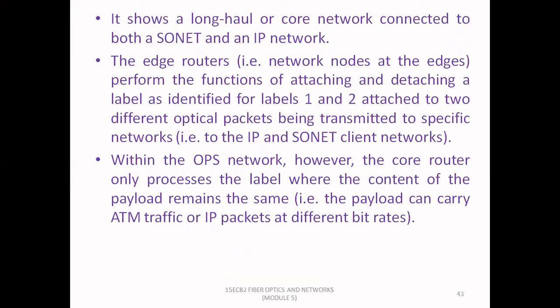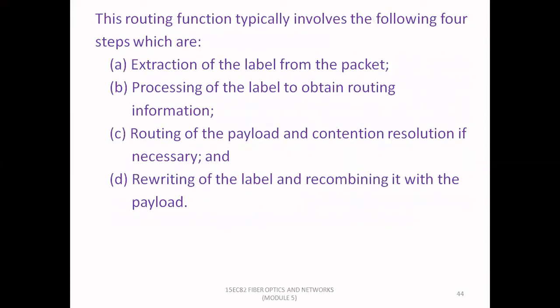The edge routers perform the functions of attaching and detaching a label, as identified for labels 1 and 2 attached to two different optical packets being transmitted to specific networks. Within the OPS network, however, the core router only processes the label, where the content of the payload remains the same. This routing function typically involves the following four steps. First, extraction of the label from the packet; second, processing of the label to obtain routing information; third, routing of the payload and contention resolution if necessary; and last, rewriting of the label and recombining it with the payload.